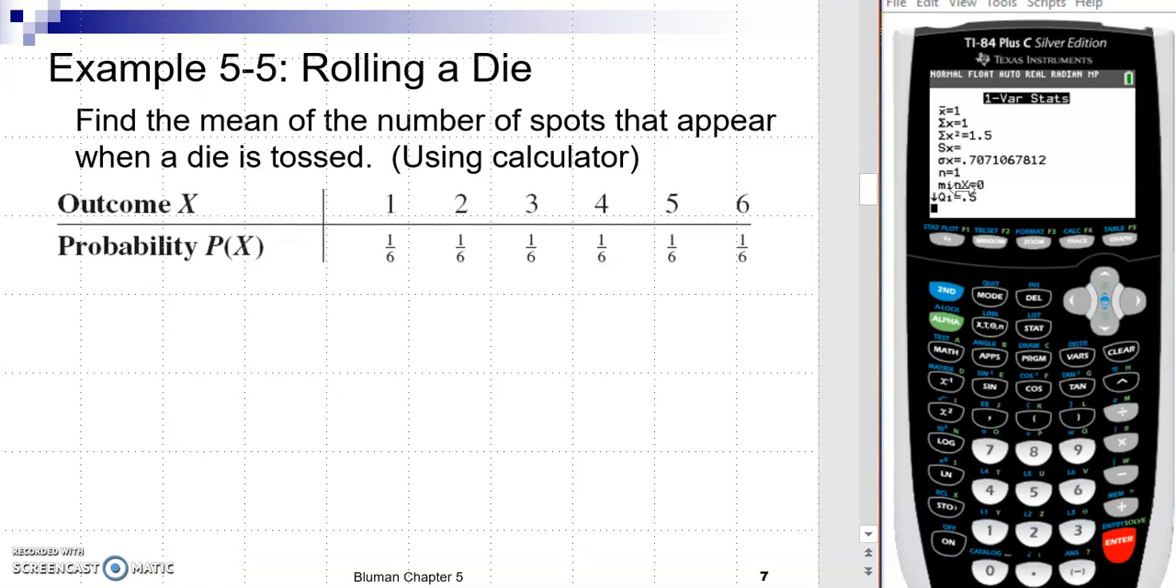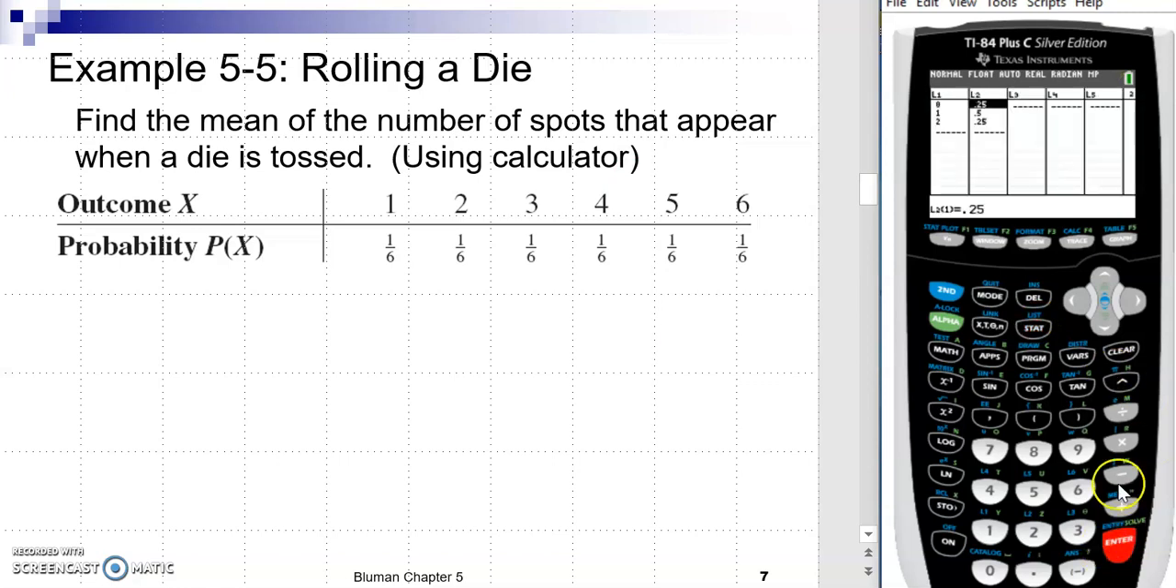Here's another example. We're looking at rolling a die. So in rolling this die in our calculator, we're going to go to stat, edit, and I need to clear out my list 1 and list 2. So in list 1, I'm going to put in the numbers 1 through 6.